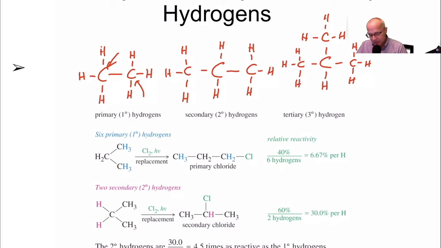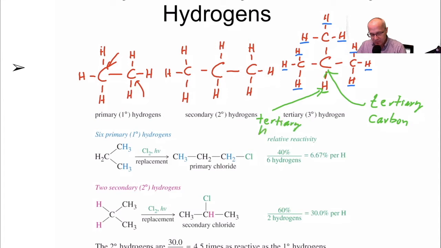All right. So these three carbons are all primary because they have one other carbon attached to them. So that means that these three hydrogens are all primary hydrogens. This carbon, however, that is a tertiary carbon. And attached to the tertiary carbon is the tertiary hydrogen. Okay, and this is what we call them: primary, secondary, tertiary.